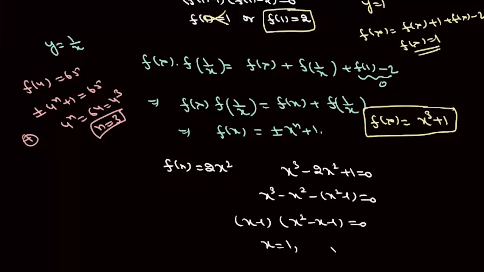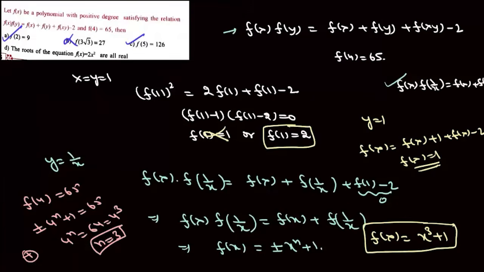So the roots are 1, and then (1 plus minus root 5) by 2. So all the three roots are real roots. That means this option D is also correct. So the correct options are A, C, and D.